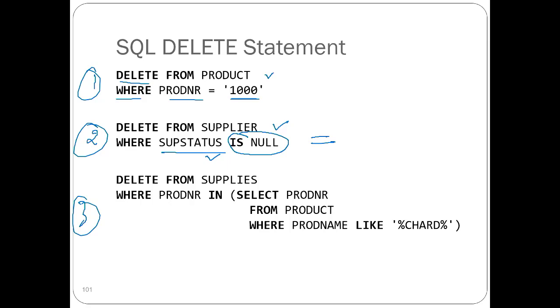Some of you were suggesting the use of IN. Let's see how that will work out here. For that, let's first understand what we have inside the subquery. Inside the subquery, we want the product number from product where product name has the string shard. All right. So what do we want? From the supplies table, we want to remove those products where their name has the substring shard.